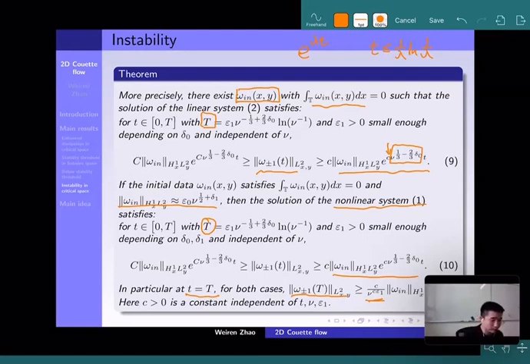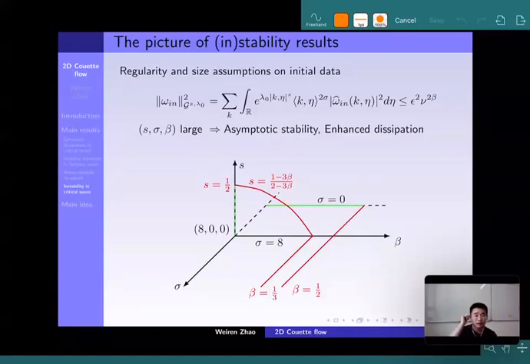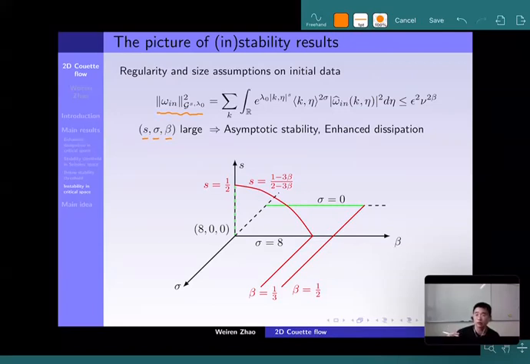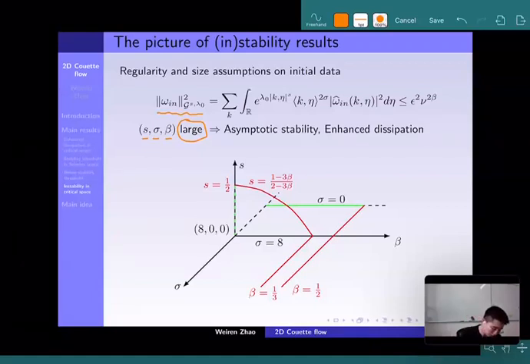Okay, so let's say, I still have time. So this is the whole picture I drew here about the results on stability and instability. We focus on this case, so omega in the Jouvry setting, and you can say that if the indices s, sigma and beta are larger, where s larger or sigma larger means the perturbation is smoother and has more regularity, and beta larger means that the size of the perturbation is smaller. Okay, so usually when these three are larger, you can have stability and enhanced dissipation. Okay, and then the existence result is given by the stability in this red line.